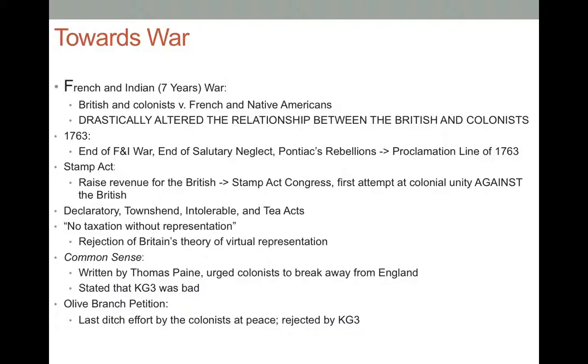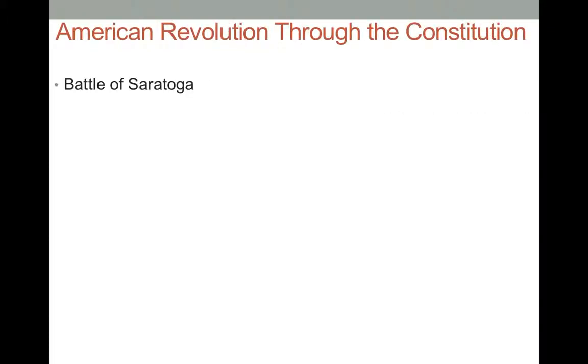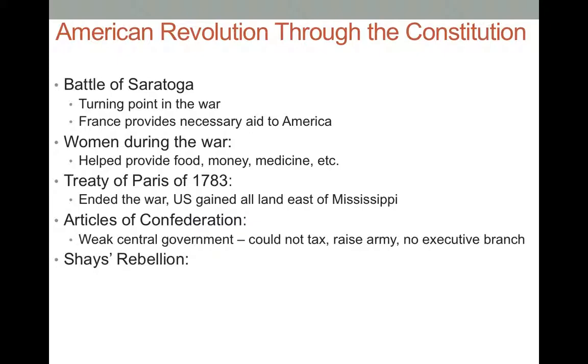Thomas Paine writes Common Sense, and really it's the role of newspapers, the role of other things that are spreading the word through the colonies of what's going on. So when they meet for the First Continental Congress, they send the Olive Branch Petition to the king to ask for peace, but this is obviously not enough.